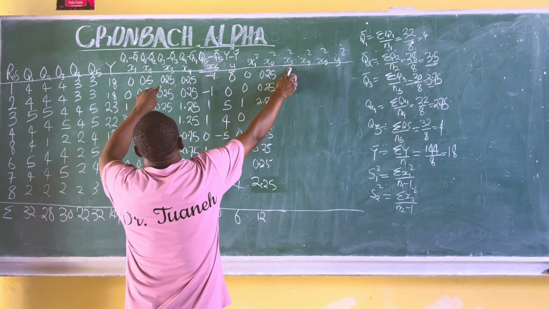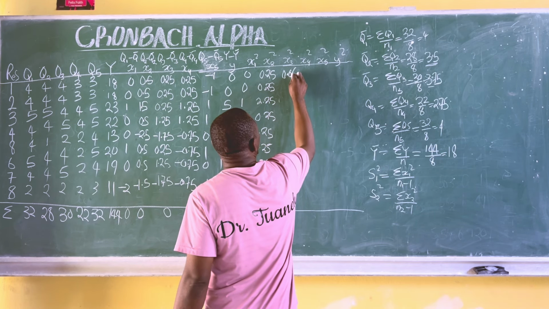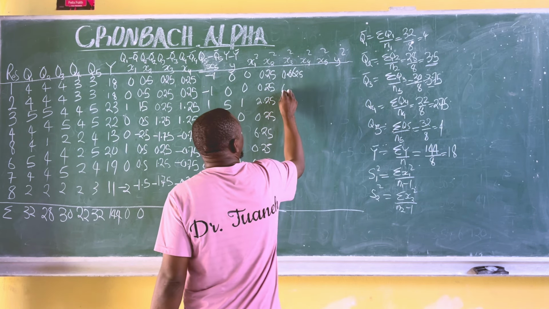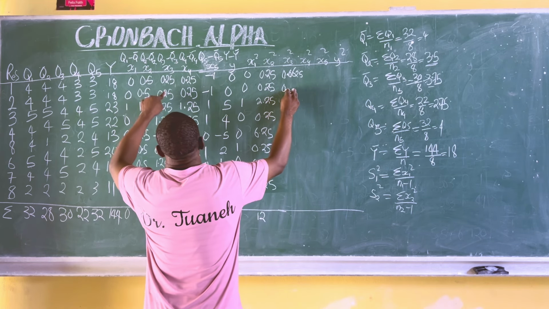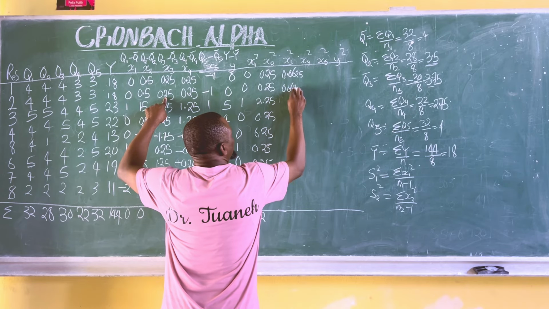Now for x3, 0.25 square is 0.0625. That's the square of this. This is also 0.0625.